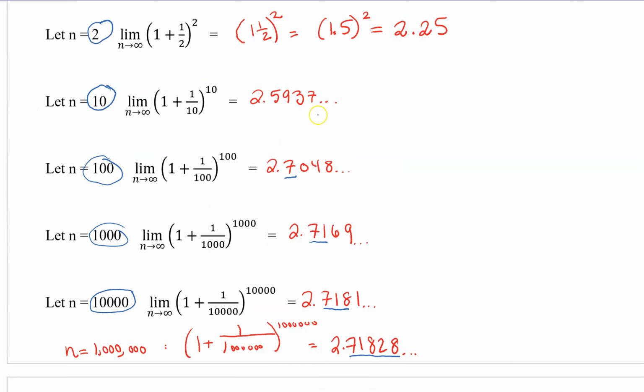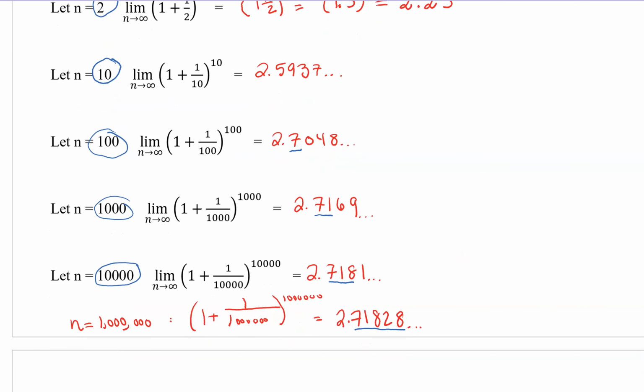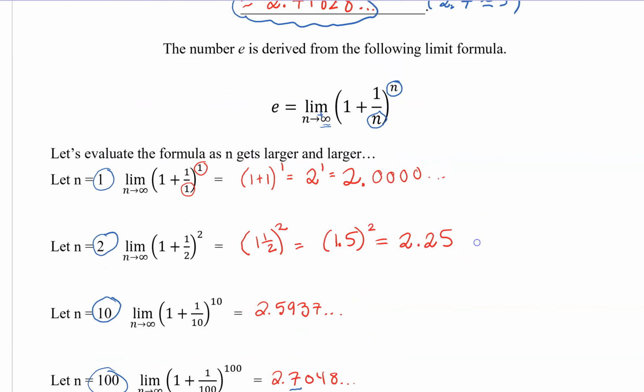And e, the number e, is basically the result of this limit after n has reached infinity. So assuming that we can let n actually equal infinity, okay, it's approached infinity, the value of this limit, once it's gotten all the way to infinity, would equal e. e is the result of this limit.